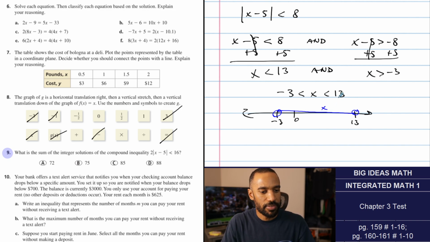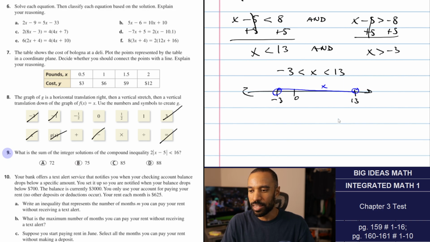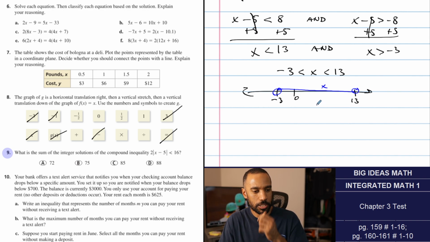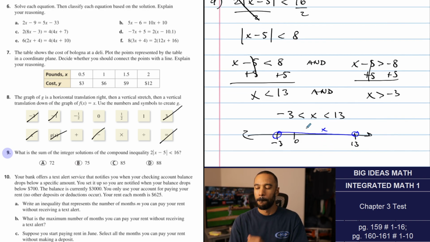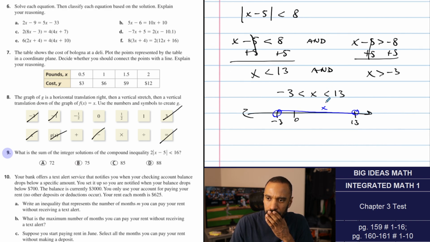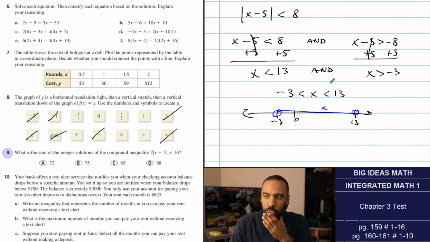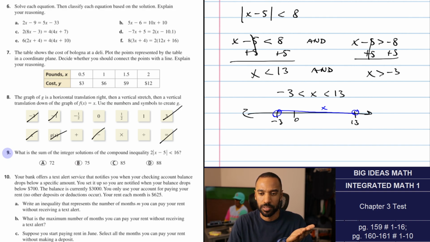They said, what is the sum of the integer solutions of the compound inequality? I don't understand that because there are, what? What is the sum of the integer solutions of the compound inequality? I'm between 13 and negative 3. What do they want? I don't know what they want. Hold on, let me pause and think about this.